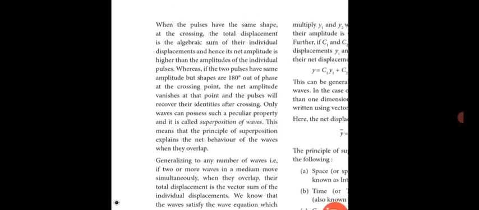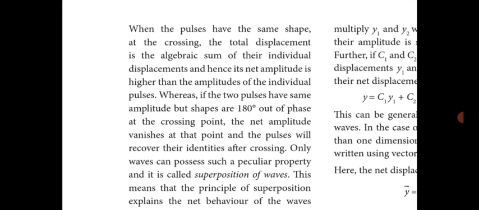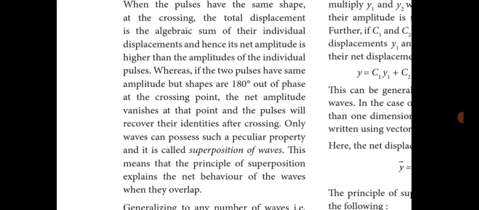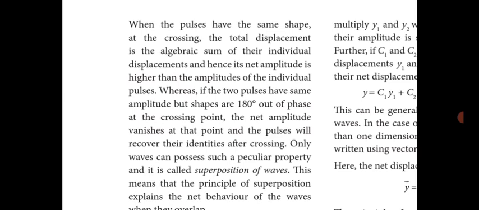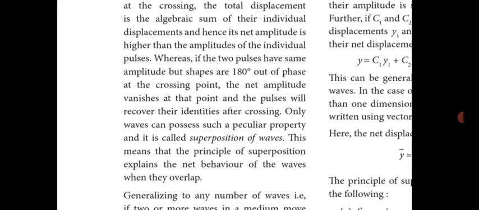When the pulses have the same shape at the crossing, the total displacement will be equal to the sum of the individual displacements. How much distance it moves from its equilibrium will be the algebraic sum of the individual ones. That means the net amplitude will be higher than the amplitude of an individual pulse. You know what amplitude is? That is the distance or displacement moved from its equilibrium. So the amplitude is higher than the individual pulses.